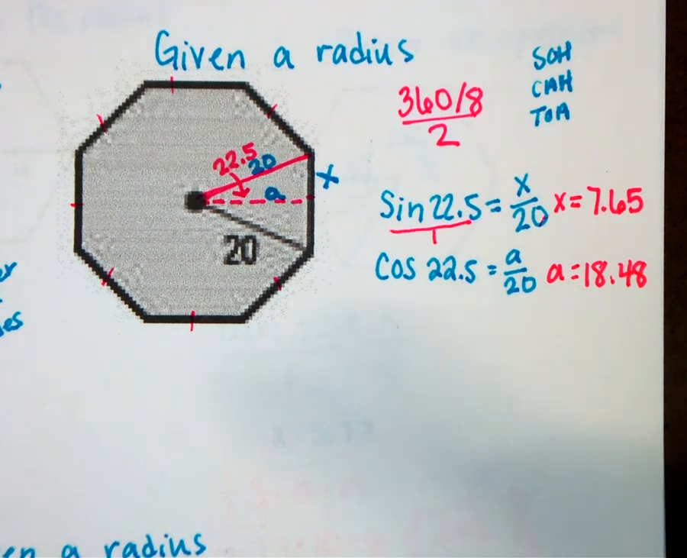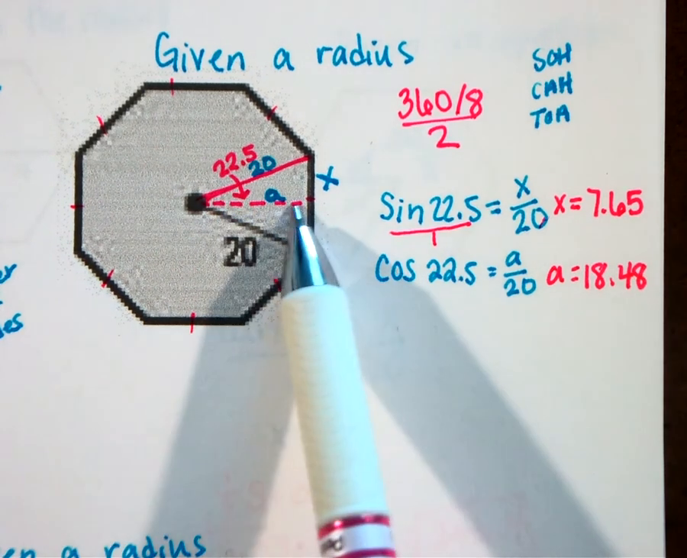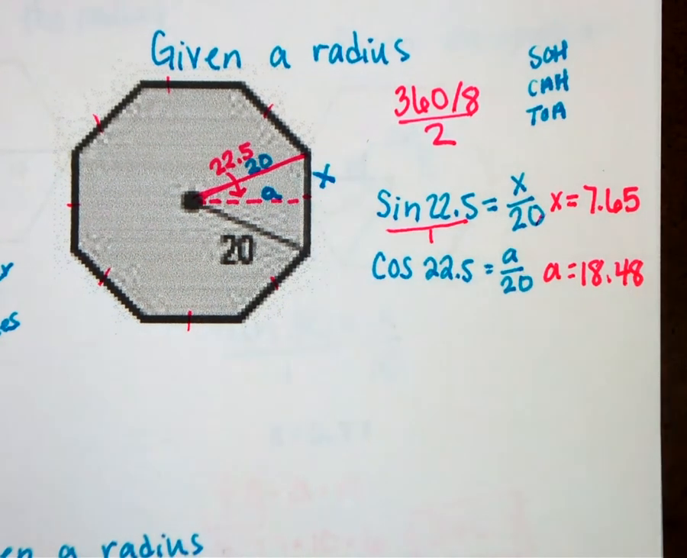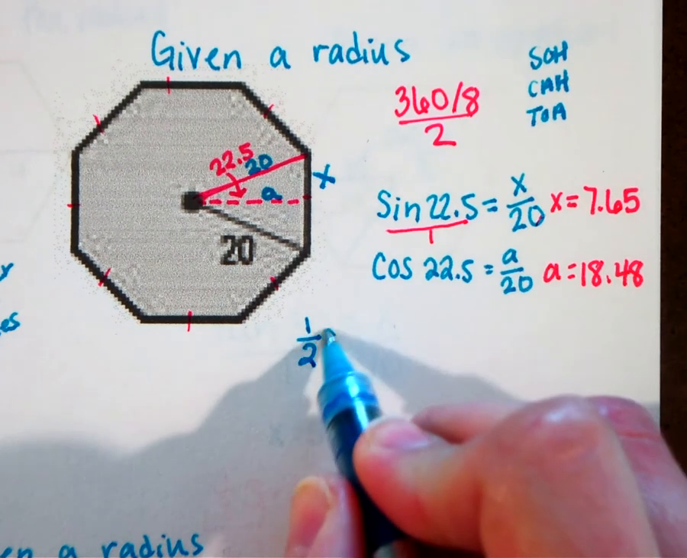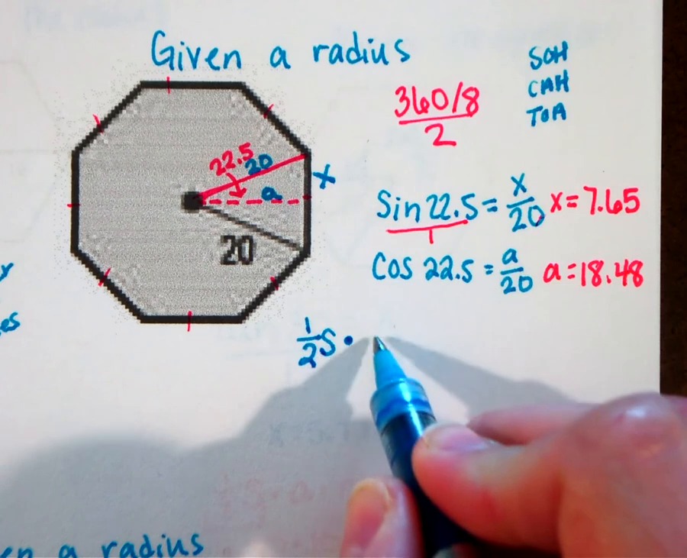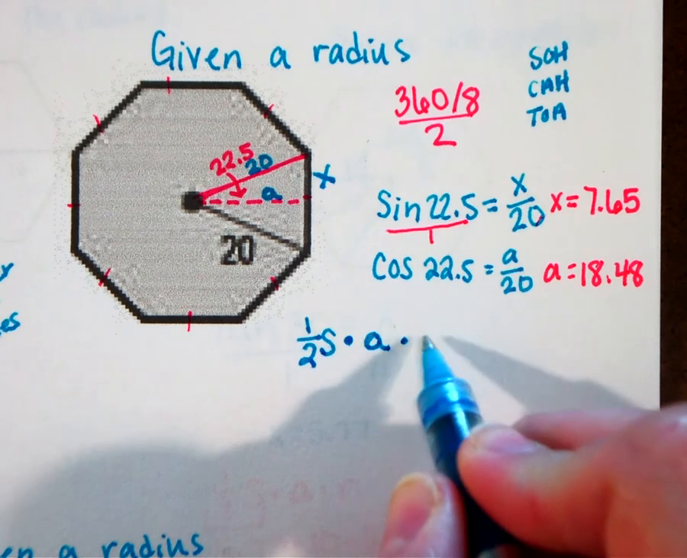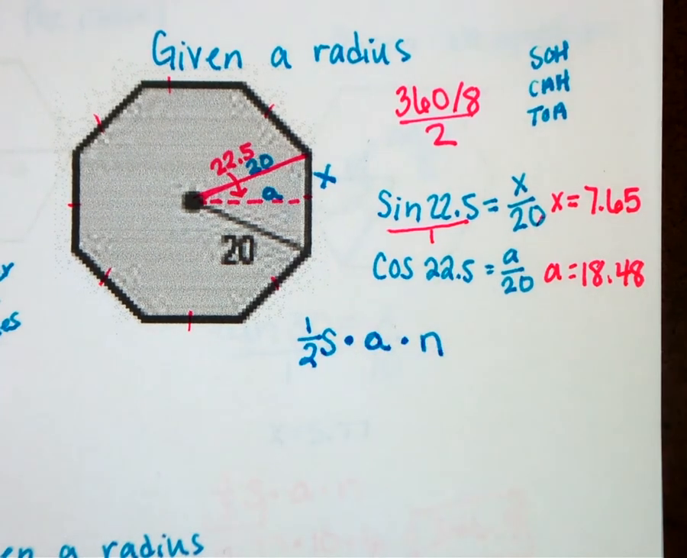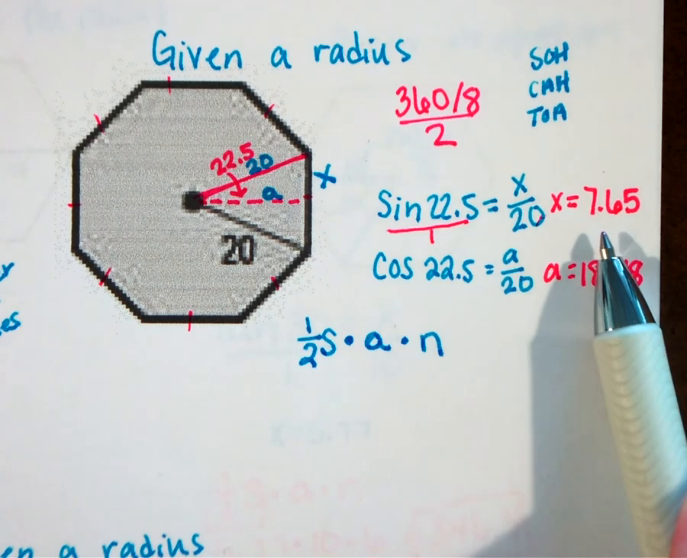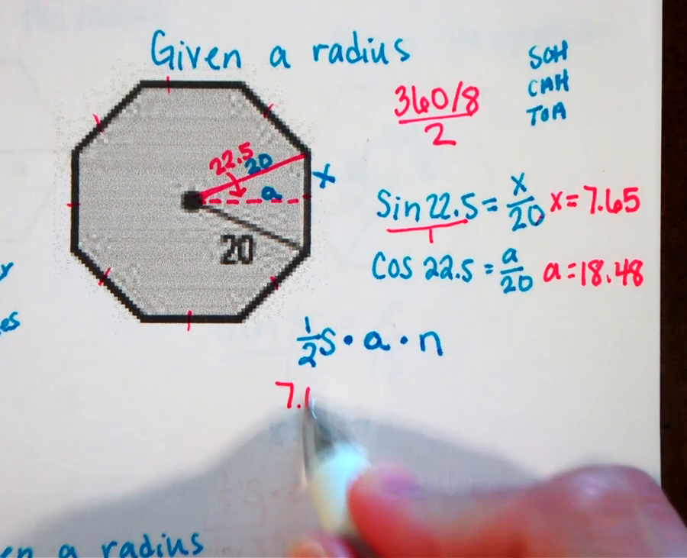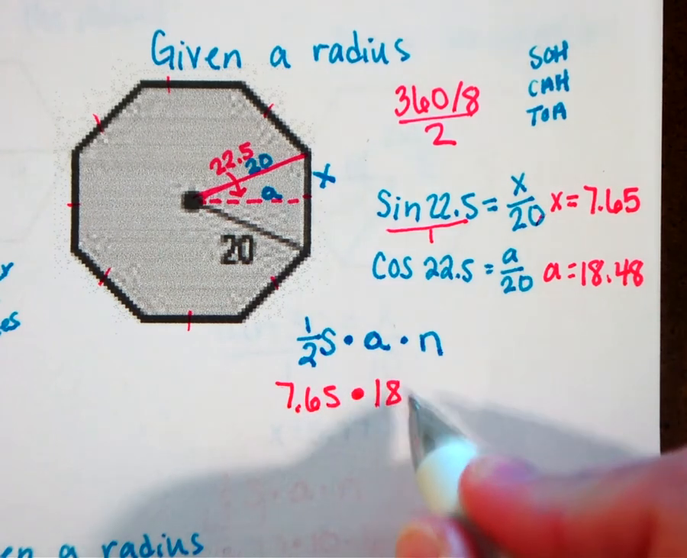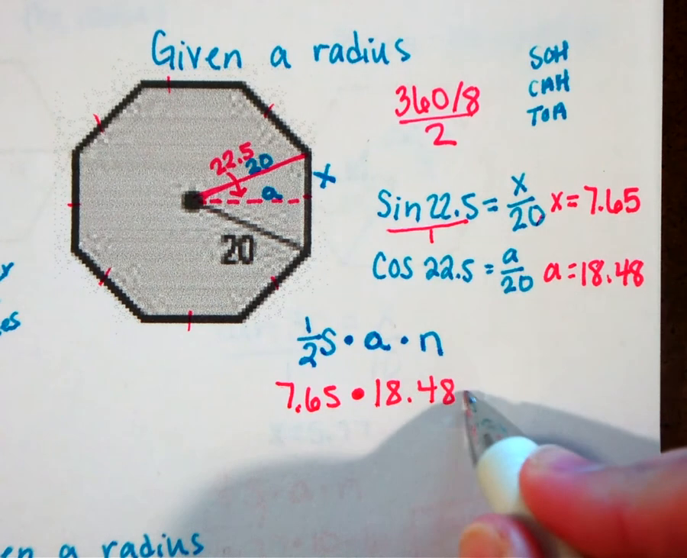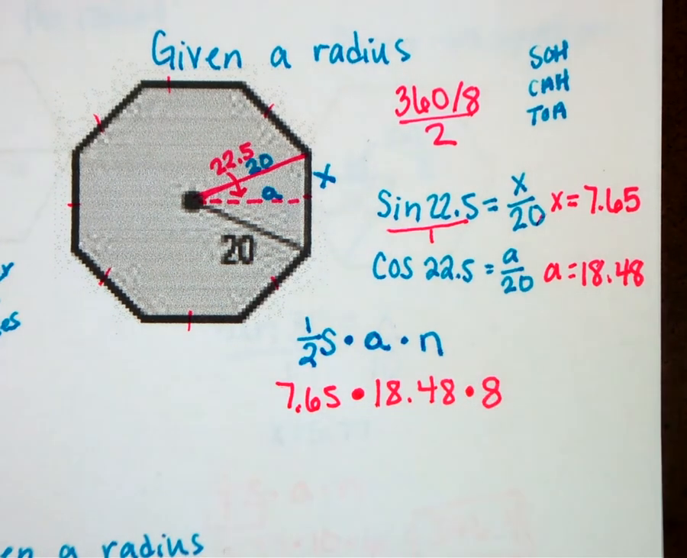Okay, and it might seem odd that the apothem is so much bigger than half the side length, but if you look at the triangle, it kind of does make sense that the apothem should be bigger. Okay, so again, the formula is half of the side length, which is x, times your apothem, times the number of sides. So half your side length is this 7.65. We're going to multiply that times your apothem, and then multiply that times the number of sides.